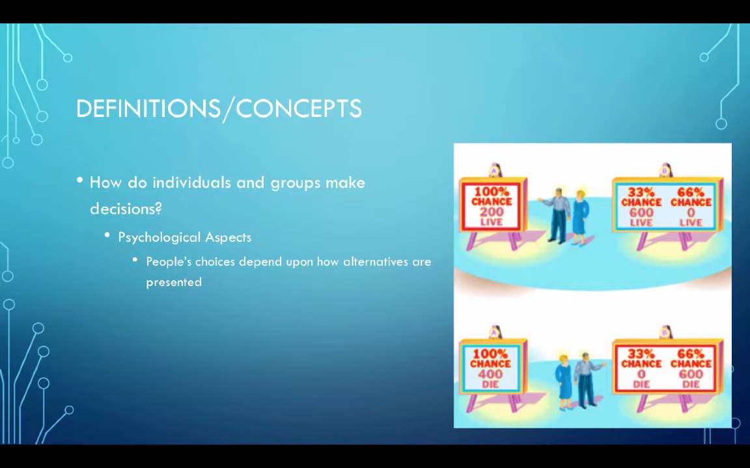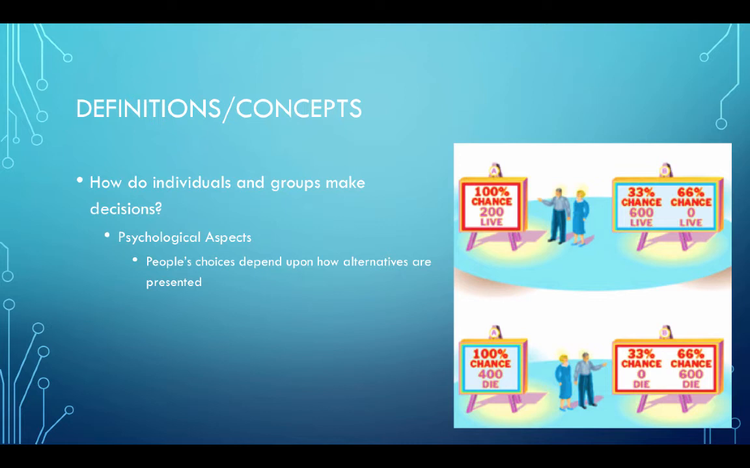In the upper one, if the decision maker chooses path A, there's a 100% chance that 200 people will live. So I don't know what the decision is. Let's go back to the spaceship thing. One water tank was remaining. We can choose one path. There's a 100% chance that 200 people live. Or we could choose path B, which provides a 33% chance that 600 people live and a 66% chance that 0 people live.